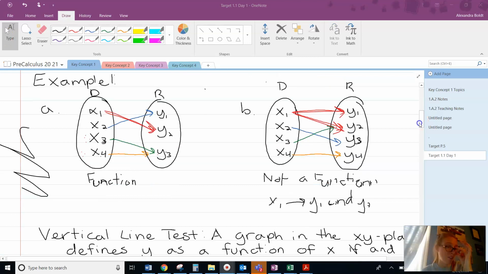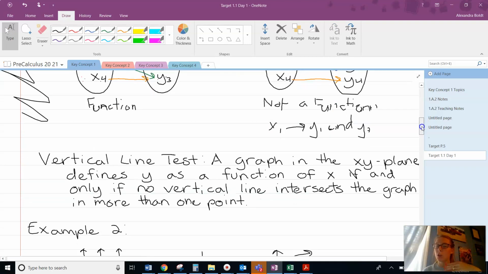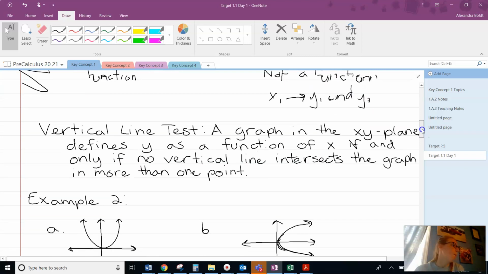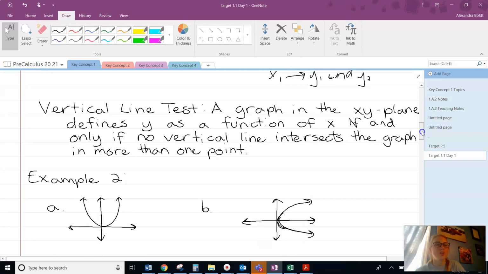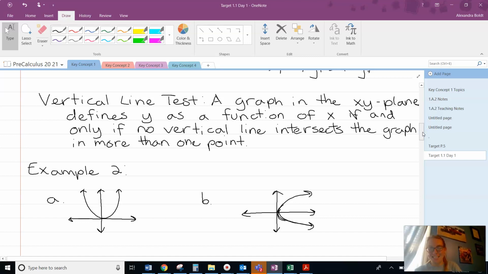So that's when you have a map. So now we're going to look at when we have a graph. I feel like this is going to be much more important. So we use what we call the vertical line test. And the vertical line test says, a graph in the xy plane defines y as a function of x if and only if no vertical line intersects the graph in more than one point.